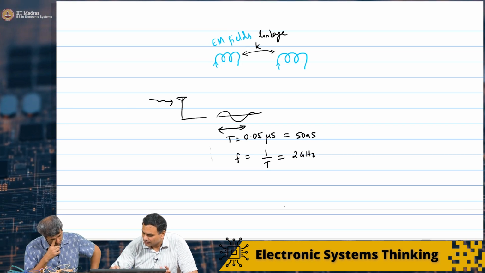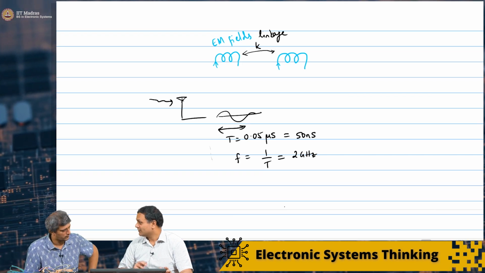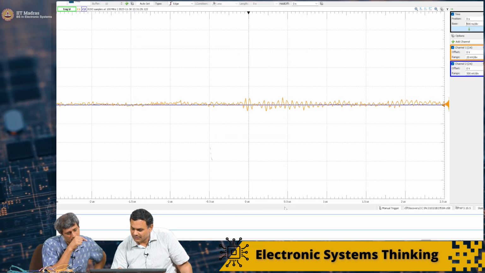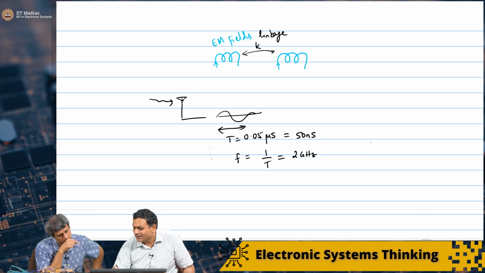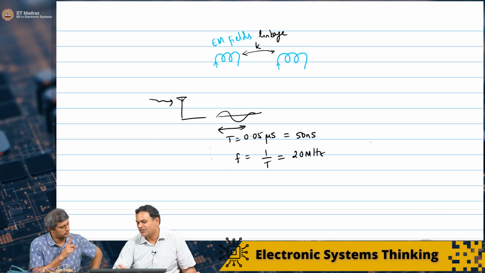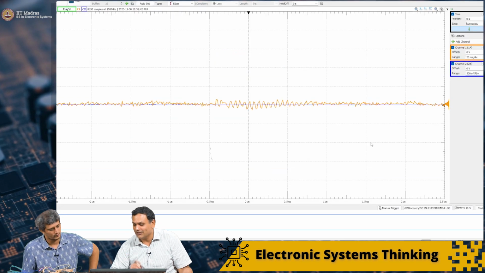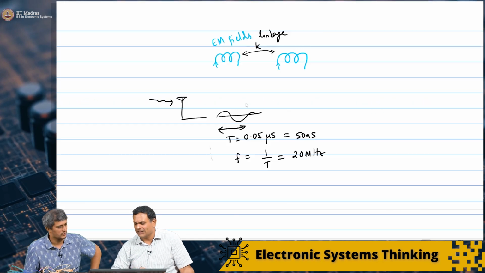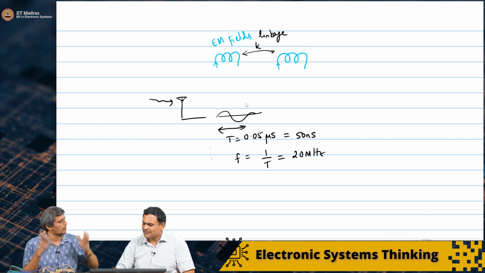Is this 2 gigahertz? Is this correct? No, it's 200 megahertz. Let me see. Actually, 50 nanoseconds is 20 megahertz. You're absolutely right, that makes sense, because 0.5 microseconds with about 10 periods is about 20 megahertz. So it is picking up something.